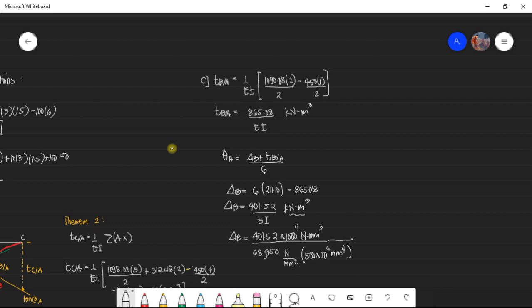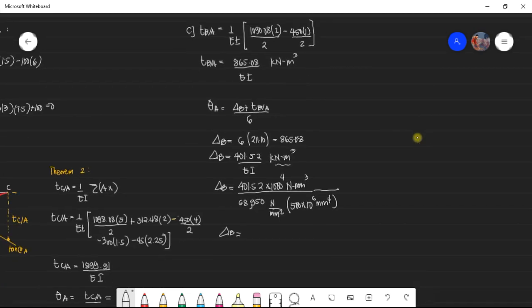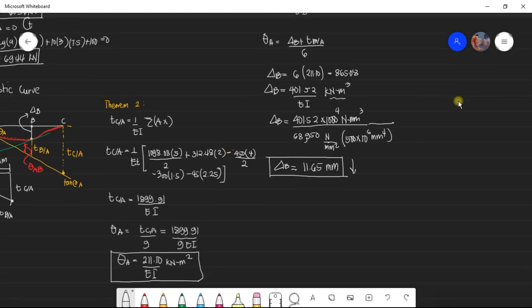So, delta B, or the deflection at B, is equal to 11.65 mm. Okay, so the deflection here is downward.